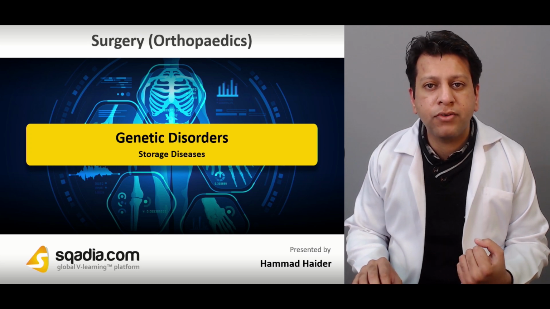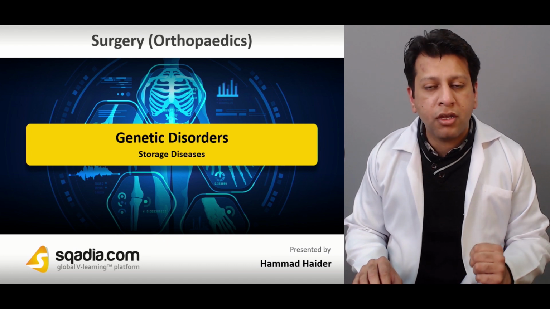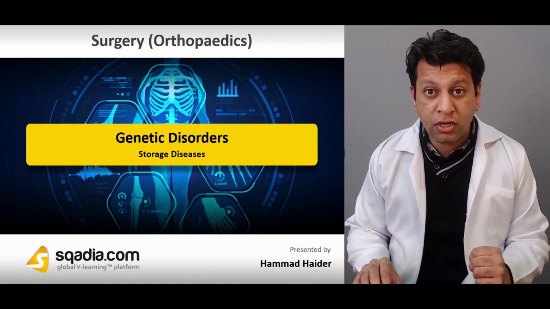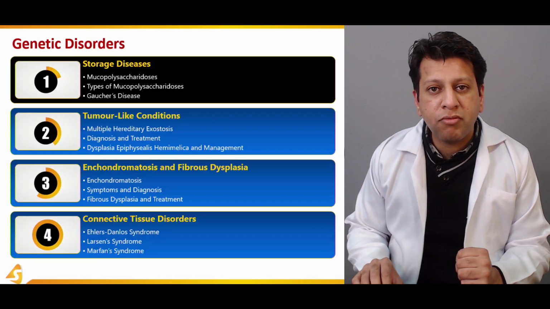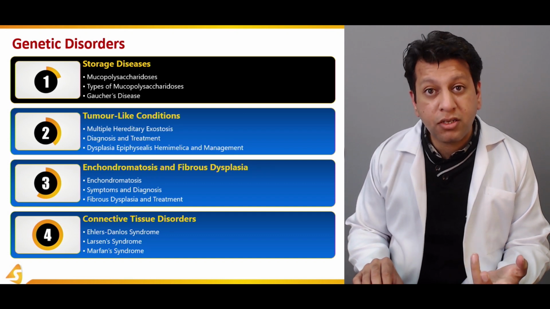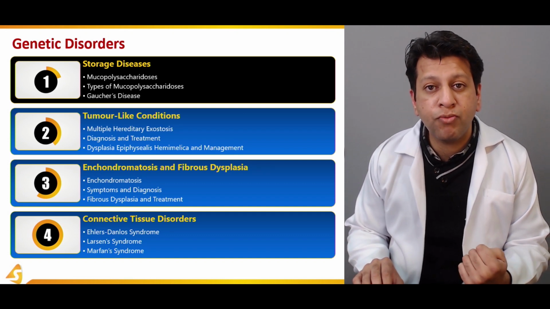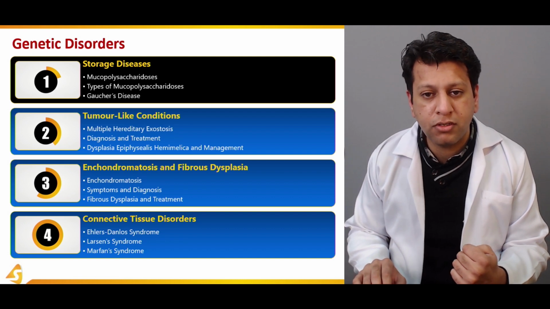under the umbrella of storage disorders, which mainly include multiple disorders such as 5 to 6 types of mucopolysaccharidoses and Gaucher's disease. In this section, we'll be going through what the different types of mucopolysaccharidoses are, what a mucopolysaccharidosis actually is, and how we can manage mucopolysaccharidosis and Gaucher's disease.